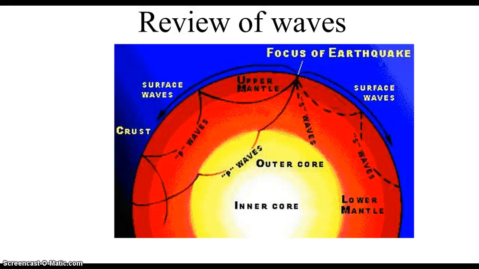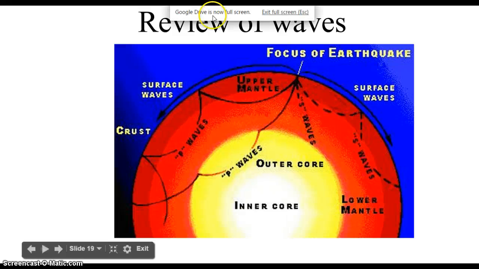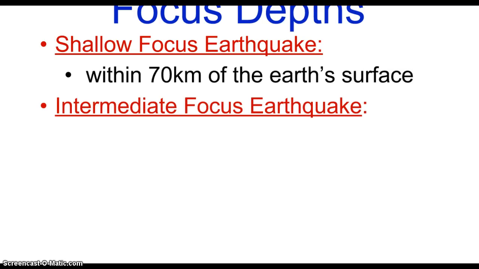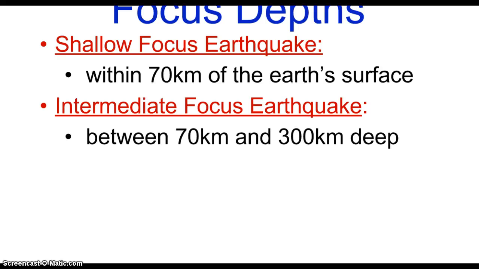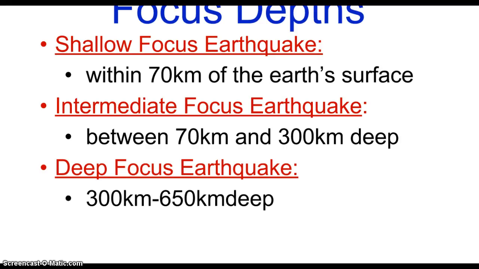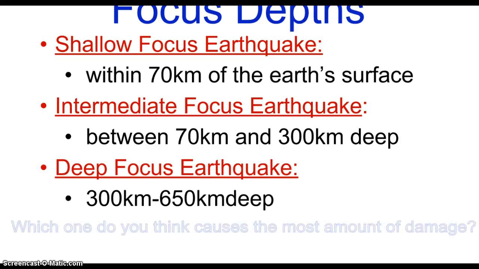So just a little review of the waves here. Surface waves go across the earth. P waves can go through anything, but S waves can only go through the mantle and the crust. Shallow earthquakes tend to be anywhere within the first 70 kilometers of the Earth's surface. And intermediate focus earthquakes tend to be between 70 and 300 kilometers deep, and then deep focus earthquakes are from 300 to 650 kilometers deep.